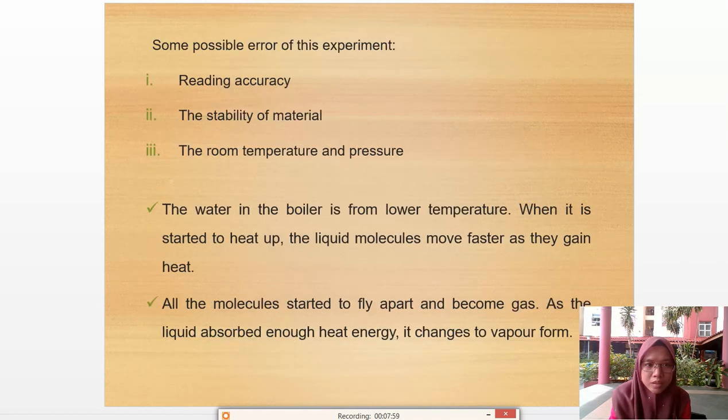Some possible errors of this experiment are the reading accuracy, the stability of material, the room temperature and pressure. The water in the boiler is at a lower temperature. When it starts to heat up, the liquid molecules move faster as they gain heat. All the molecules start to fly apart and become gas. As the liquid absorbs enough energy, it changes to vapor form.